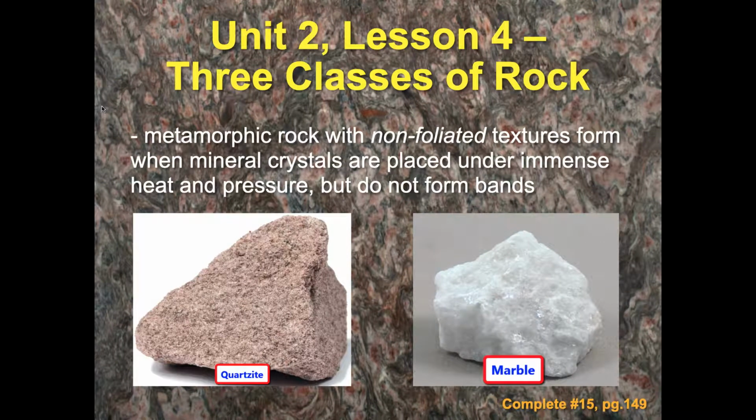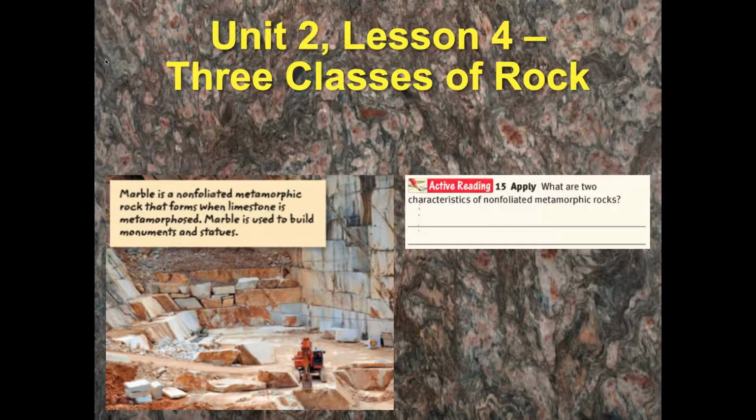All right, non-foliated means they're under immense heat and pressure, and they form no bands. Marble is very common. You've probably seen marble. The other one is quartzite, but you see no bands. No bands are present. Here is something being milled on marble. It's non-foliated, that forms when limestone, so it starts as sedimentary, is metamorphosed. Marble is used to build monuments and statues. So the characteristics of non-foliated metamorphic: no bands or no aligned minerals.